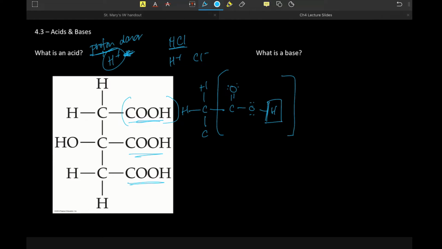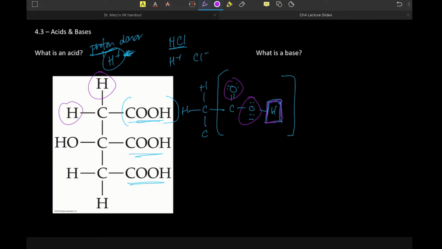where what happens is that those oxygens, these oxygens, pull electron density away from this hydrogen, which means that this hydrogen then becomes more positive, more partial positive, and it's able to be taken by a water, basically. So anyway, this is our acidic proton.